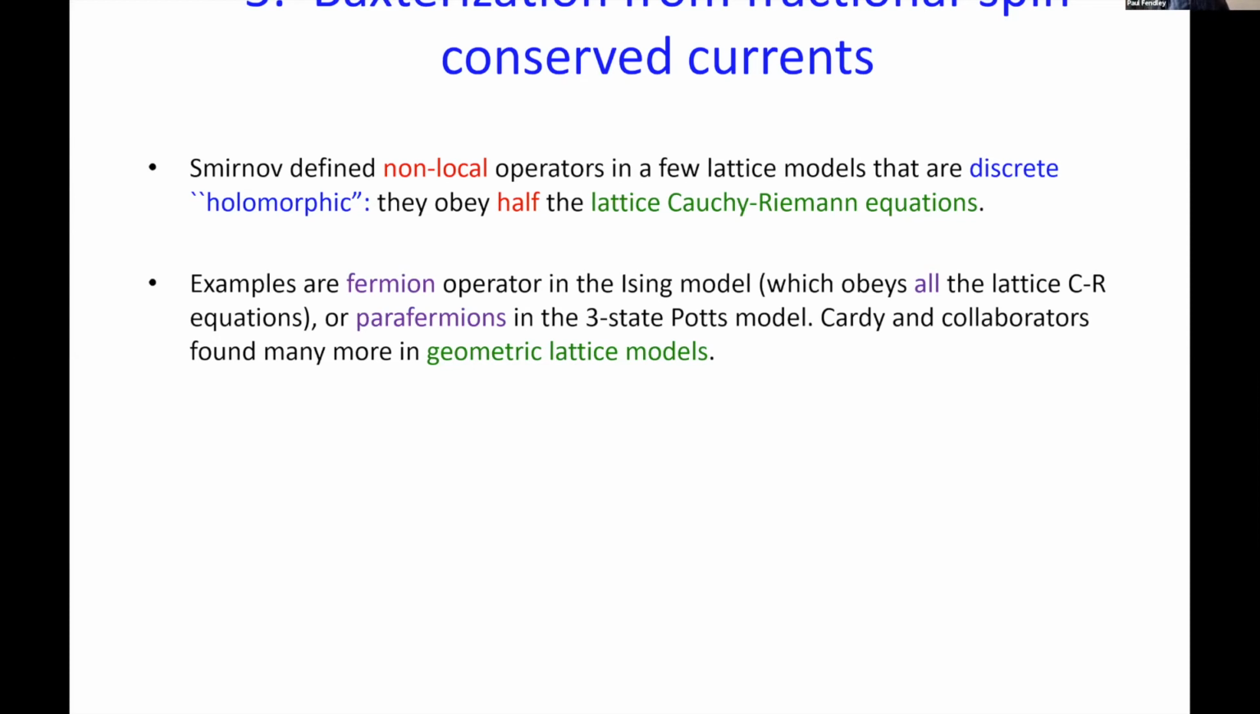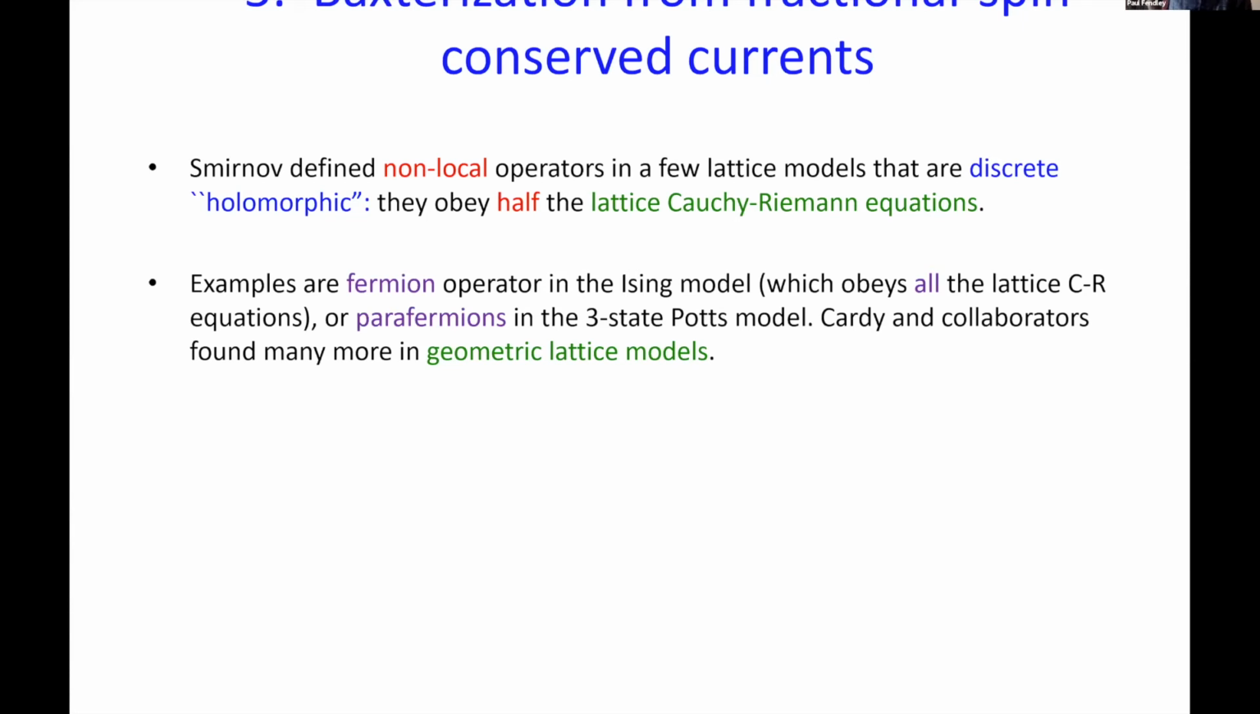And so there's a whole story that I won't tell you much about why they were doing this, but Smirnov, as part of getting the Fields Medal, defined these non-local operators in lattice models, and he called them discrete holomorphic. In the Ising case, the fermion operator is holomorphic in the sense that it obeys all the needed lattice Cauchy-Riemann equations so that he could prove that in the continuum limit, it became the holomorphic fermion field in the Ising conformal field theory.